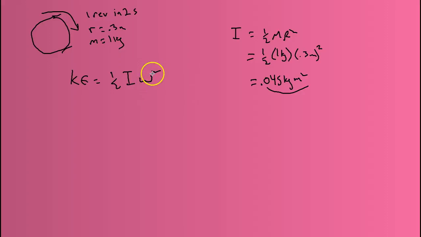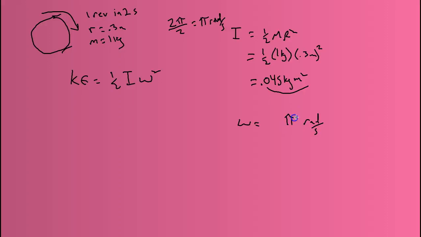We also need our angular velocity. We know how many revolutions it completes in 2 seconds, but we need to know how many radians per second. So I want you to try to figure out what our angular velocity is in radians per second. Go ahead. Well, to do that, 1 revolution is 2 pi radians, so divided by 2 seconds is going to give us pi radians per second.